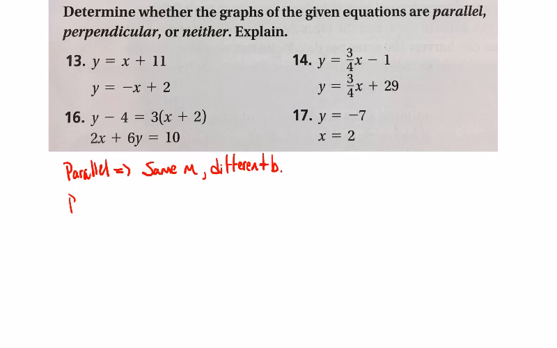And that in perpendicular lines, it doesn't really matter what the y-intercept is. What matters is that the slopes are opposite reciprocals of each other. I hope you understand my writing. Let me go ahead and write that a little bit better.